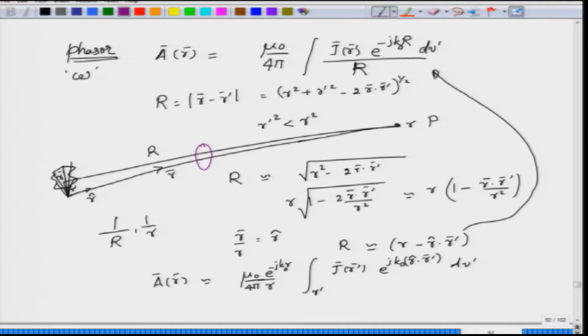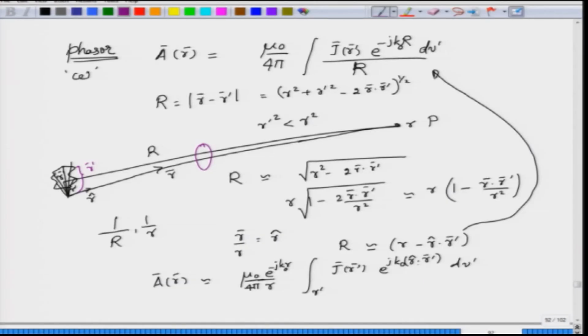Whatever the difference that you have in terms of this length, which is given by this r prime vector, is too small. In this far field approximation, that is distances very far away from the source, the distance from the source point to the observation point is almost the same as that from the origin of the coordinate system to the point P.